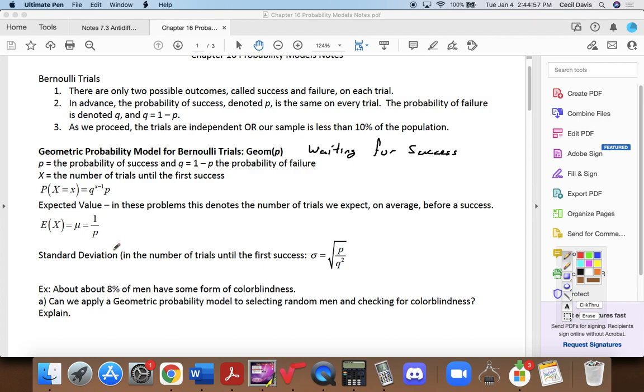Equals 1 over P. So if your probability of success is 0.2, it would be 1 over 0.2, which would be 5. And then the standard deviation, and this is one where honestly it doesn't get used very much. I didn't notice it a ton in the homework, and I've noticed it not at all on AP problems. Now, I haven't worked all the AP problems ever, but just never noticed this one very much.